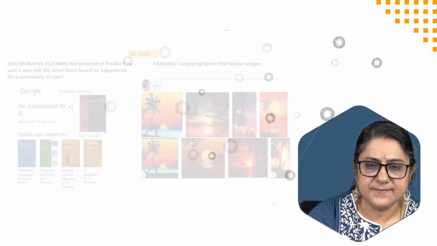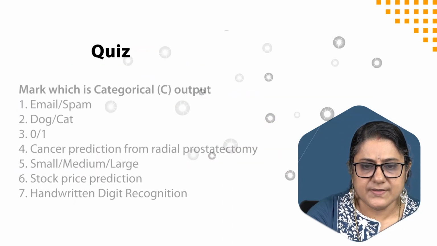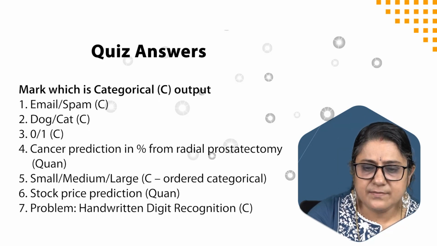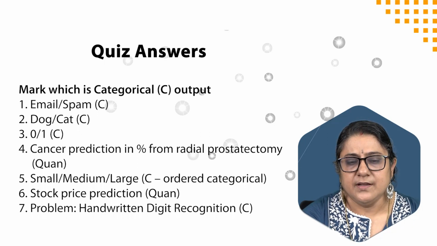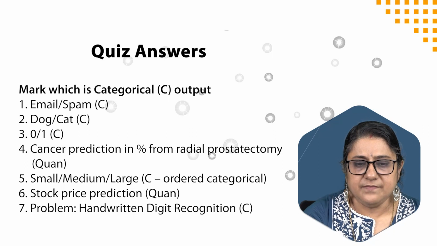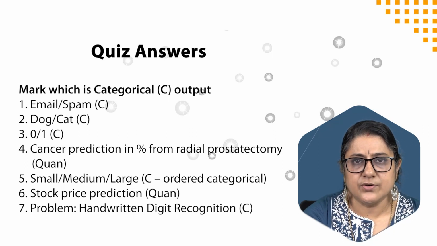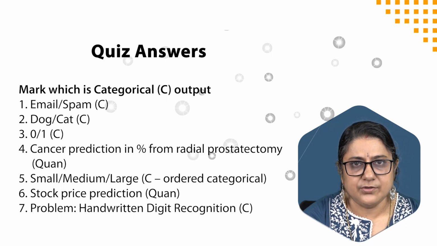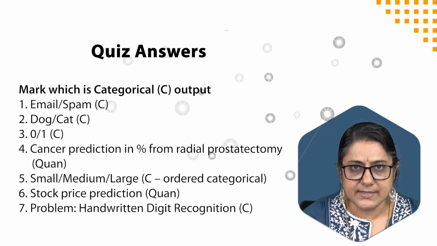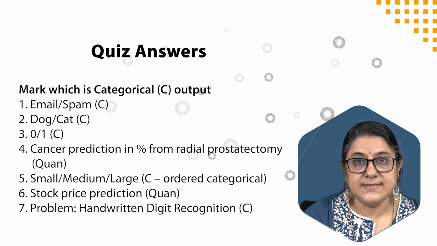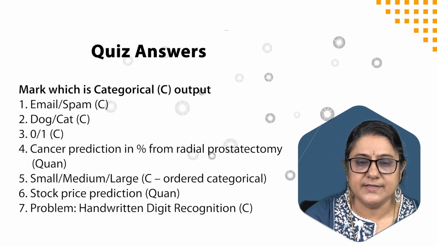This is a quiz, where you can say which of them is a categorical output. This is the answer. Special mention of ordered categorical, where the categories are ordered, like small, medium, large. But if we say dog and cat, it is not ordered. I don't give importance to dog as compared to cat, or cat as compared to dog. So they are not ordered categorical. Small, medium, large or grades A, B, C are called ordered categorical.